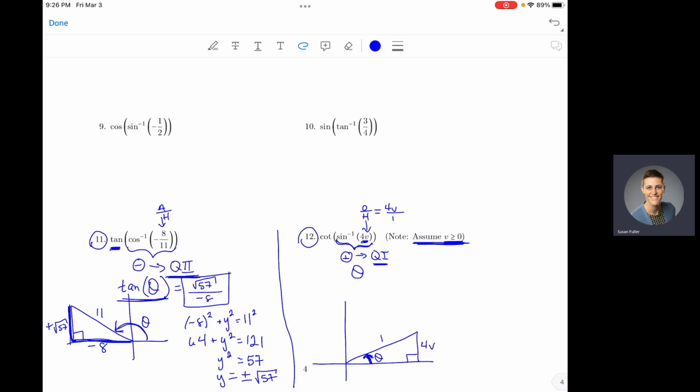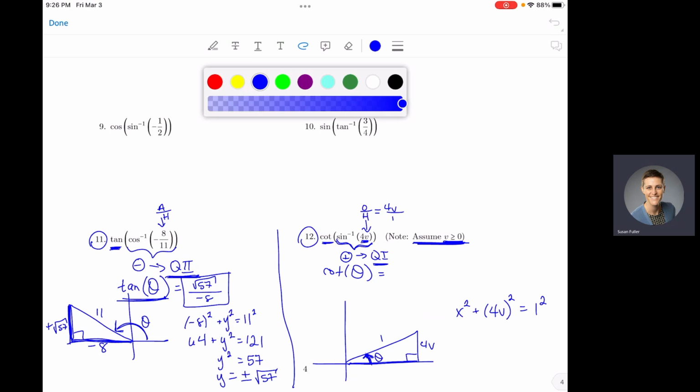Now, I have no idea how big this angle in quadrant 1 is in this triangle. That's okay. I don't actually need to know how big it is because theta is not the answer to this problem. I still have a cotangent out here on the end. So the answer that I'm looking for out of this whole problem is the cotangent of that angle theta, adjacent over opposite. So I just need to figure out what this adjacent side is. I'm going to do the Pythagorean theorem in this triangle: x squared plus 4v squared equals 1 squared.